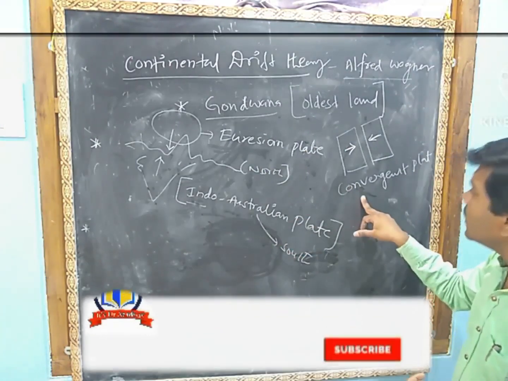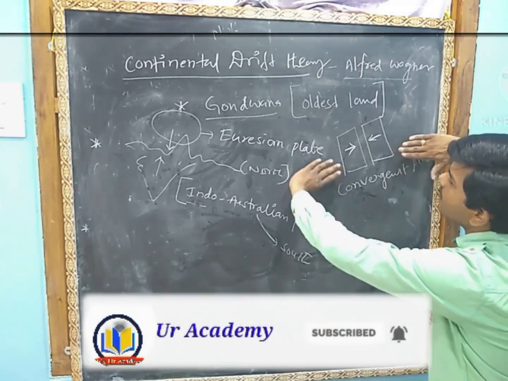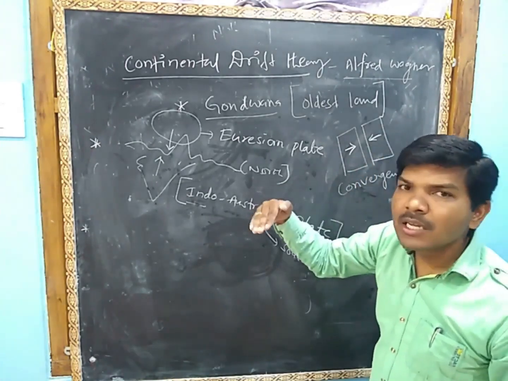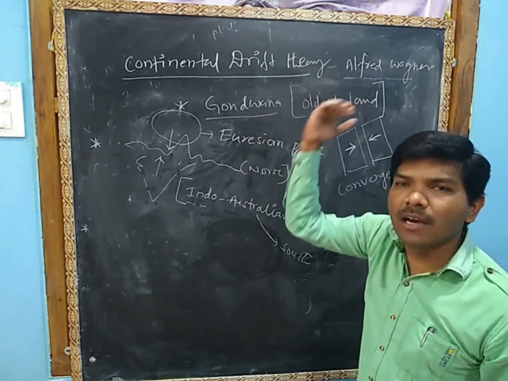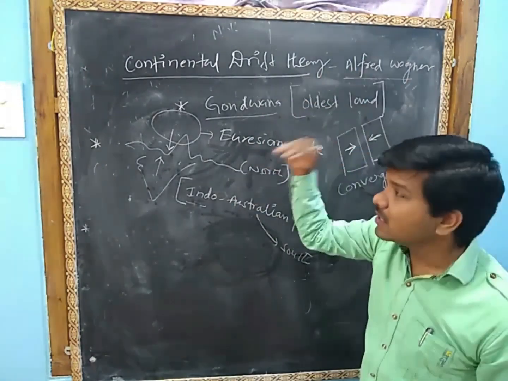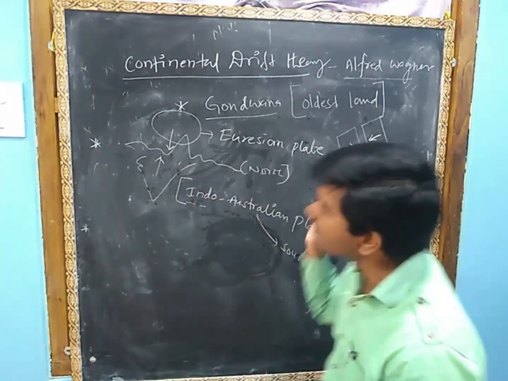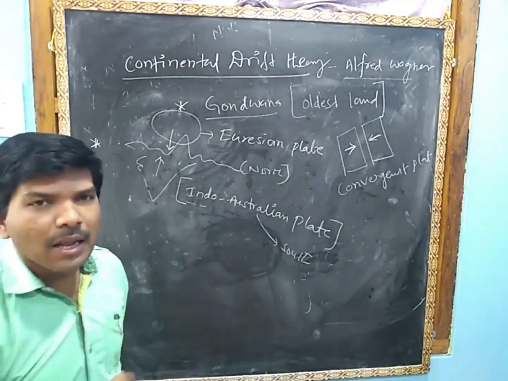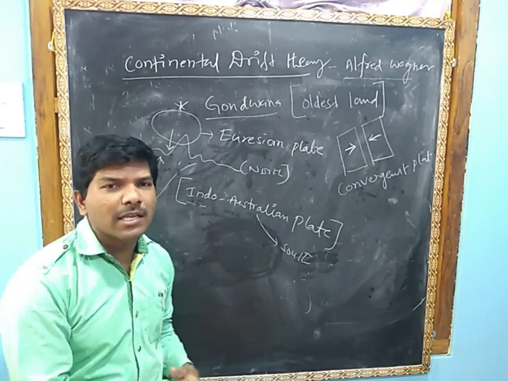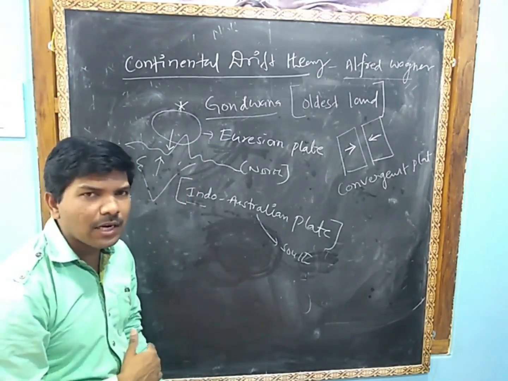I also told you that these are convergent plates. So these both plates are convergent. Due to this convergence of the plates, here the Himalayas were uplifted. These Himalayas were buckled up. These Himalayas were raised. So this is about the formation of the Himalayas. Till now we have learned how the Himalayas were formed, how the Indo-Eurasian plates collided.